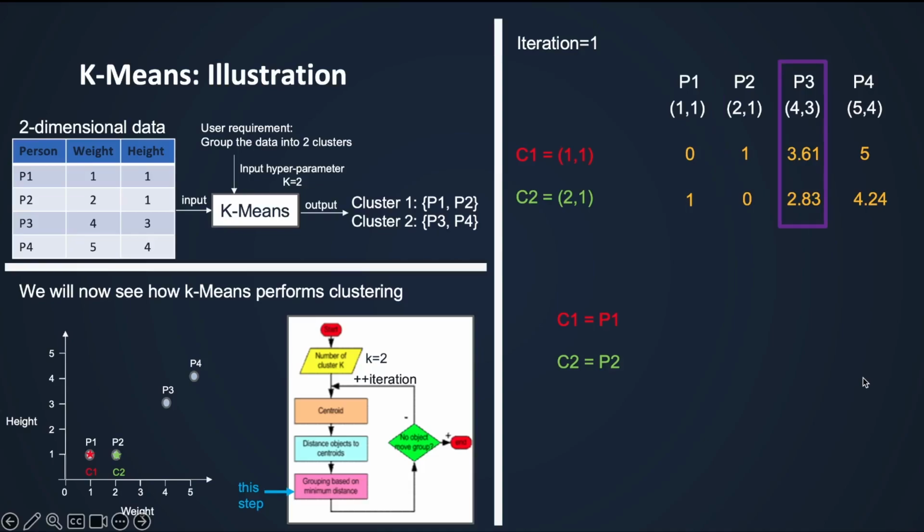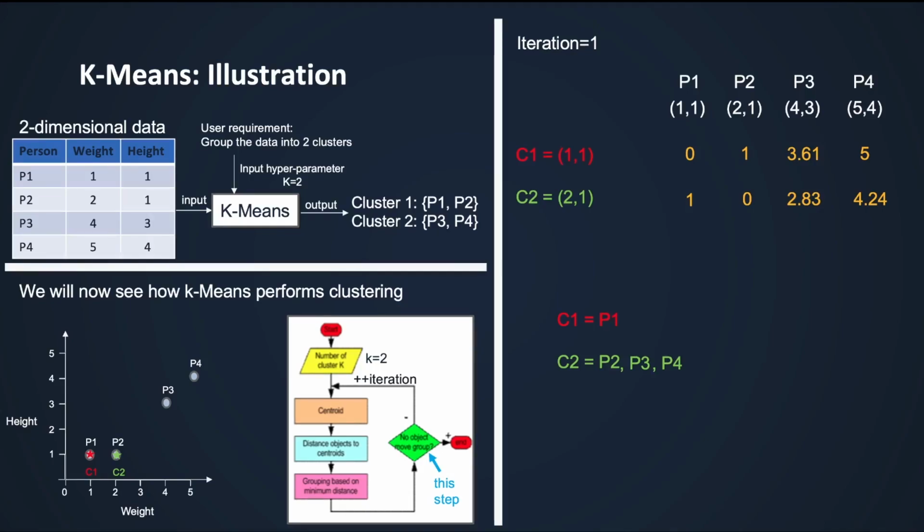Similarly, we choose the point P3 and assign it to C2 because P3 is close to C2. Similarly, P4 will be assigned to C2. Once we complete this step, we move to the final step where we try to decide whether we can end the algorithm or perform one more iteration.